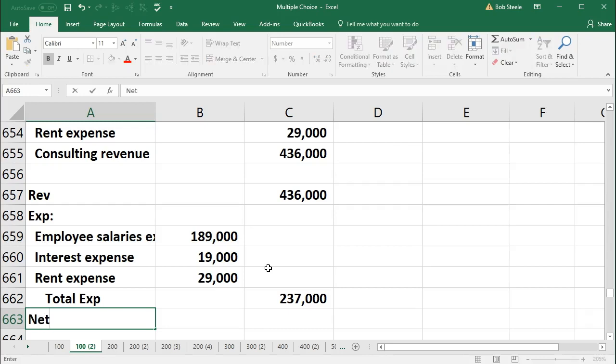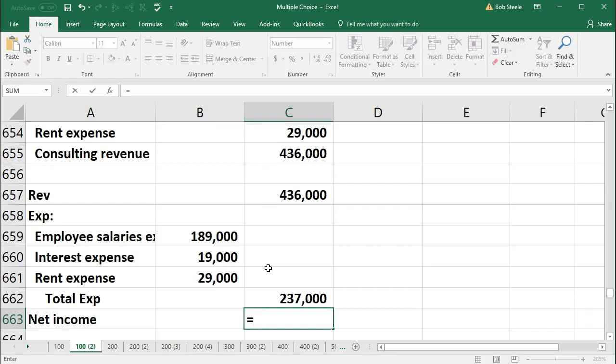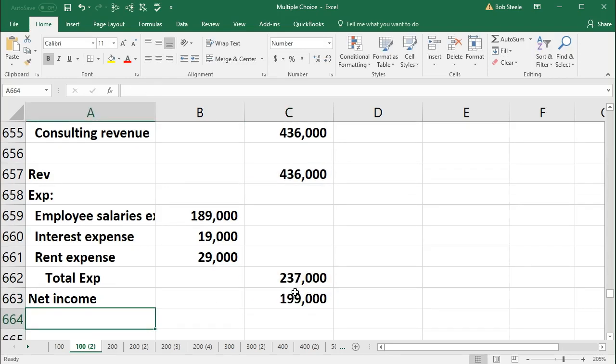Then we can say what net income is. And that's going to be, of course, the revenue. So I'm just taking the $436,000 minus the $237,000, providing us with net income of $199,000.